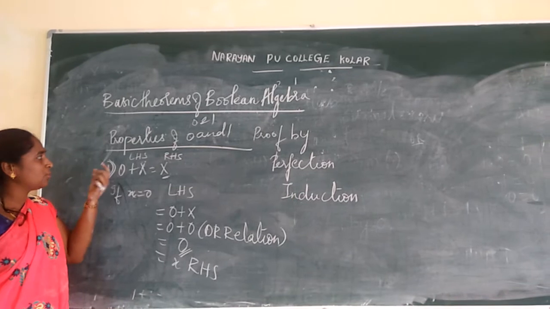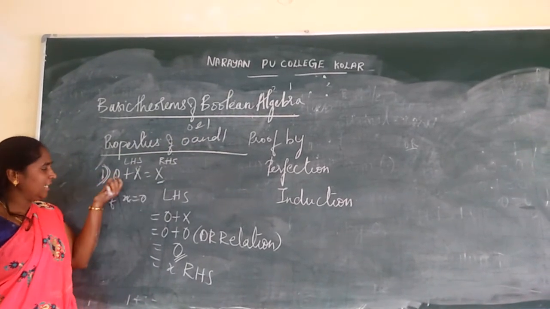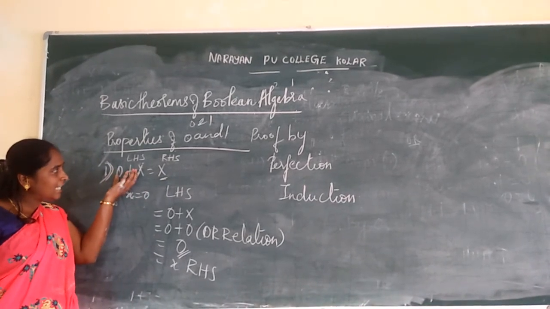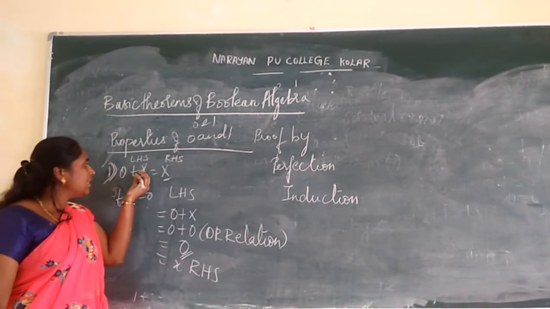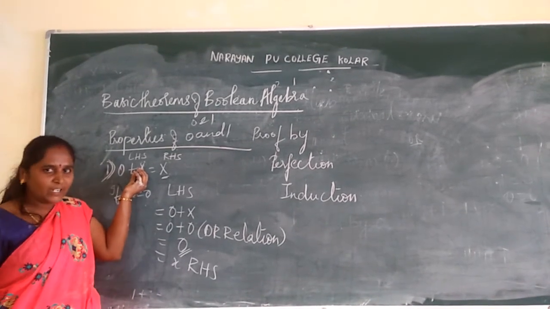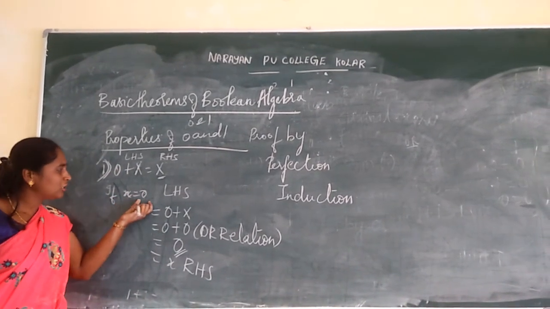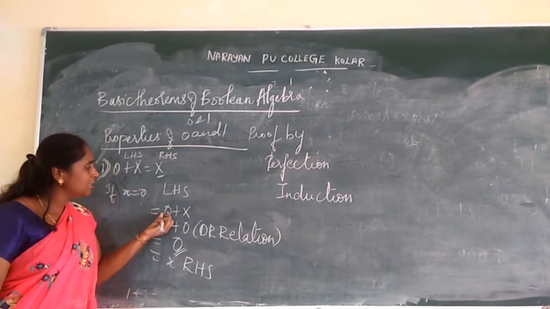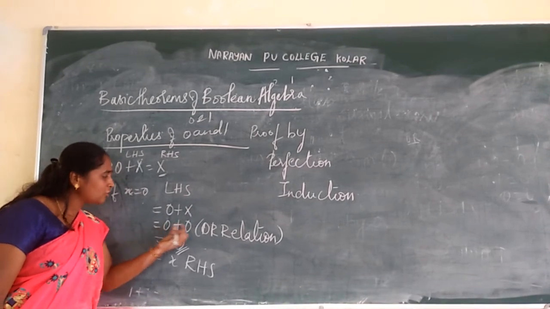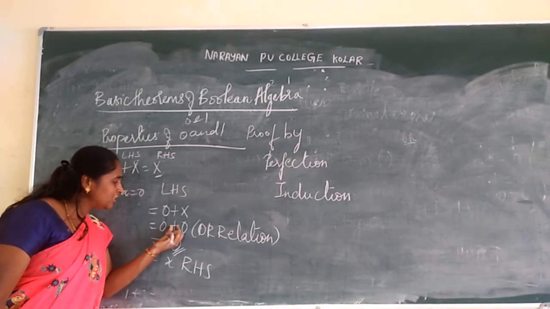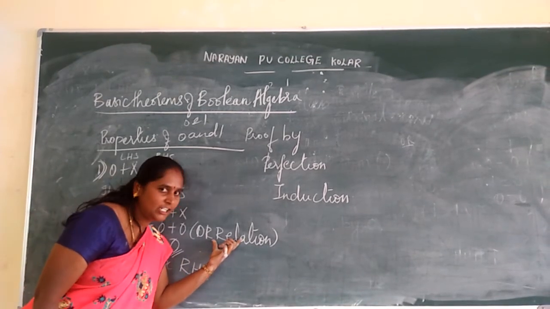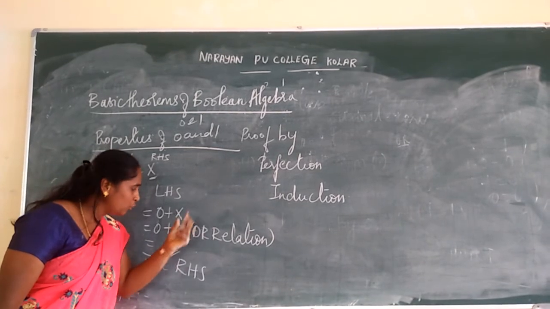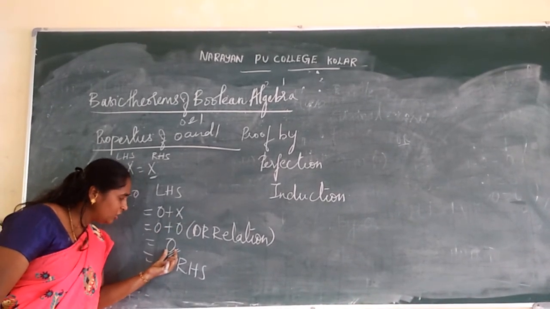So, I am taking the first property of zeros and ones. First property is 0 plus x is equal to x. I am considering this as LHS, this one is RHS. In place of x, I am going to substitute 0 as well as 1. First condition, if x is equal to 0, you consider LHS. What is LHS? 0 plus x. In place of x, you put in 0. 0 plus 0, you are taking your OR relation, that is nothing but postulate 2. So, 0 plus 0 is nothing but 0.